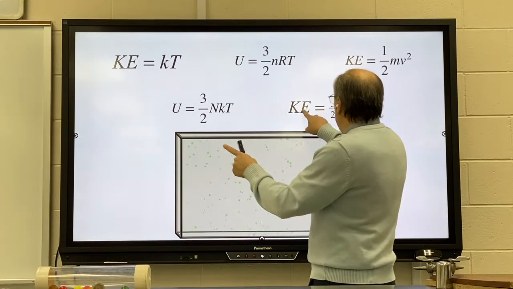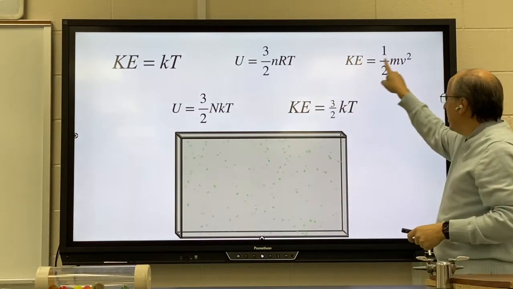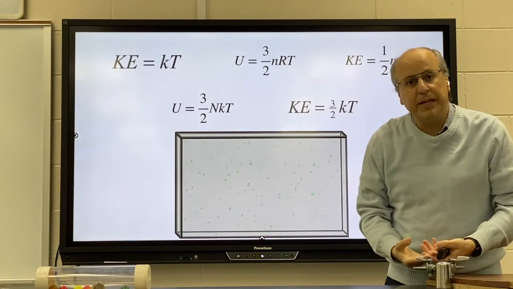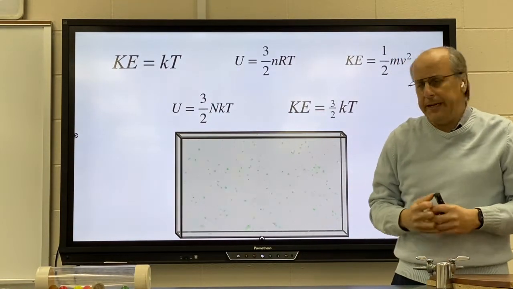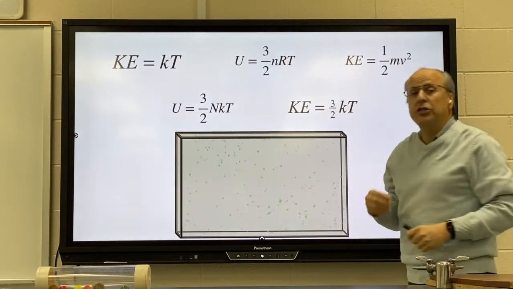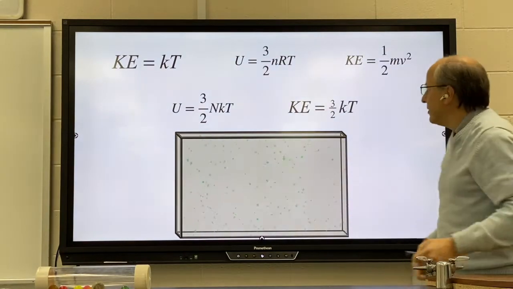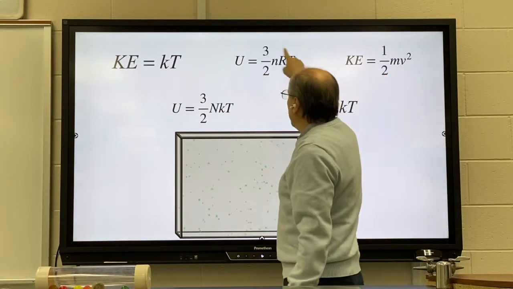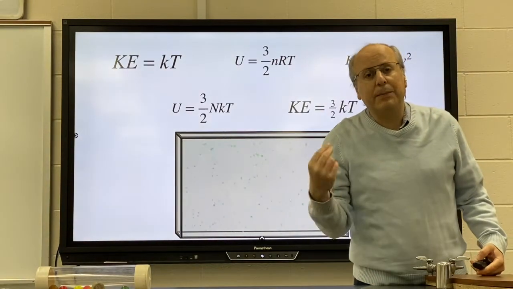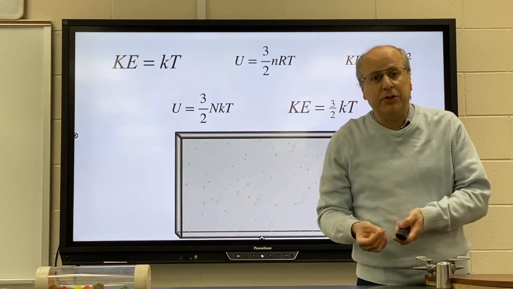We had these two kinetic energies being able to be plugged in here to find the speed of the particle, either the average speed or the most probable speed. We had these two formulas that told us total energy inside the box. This is the one that's more important. Little n stands for moles, capital R is the ideal gas constant, T is the temperature in Kelvin.